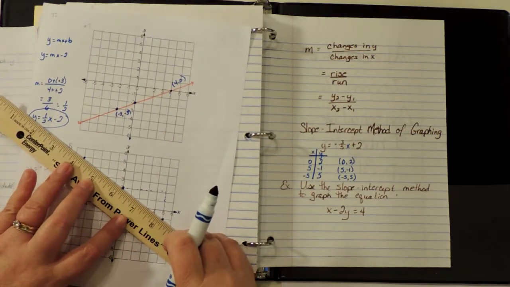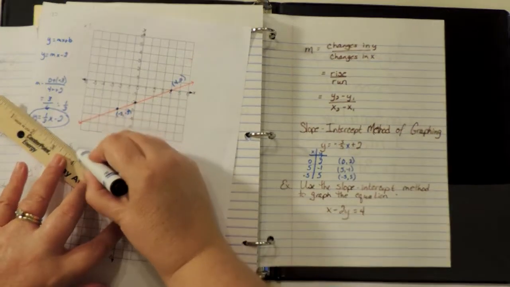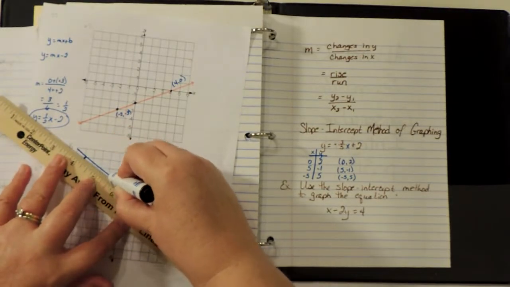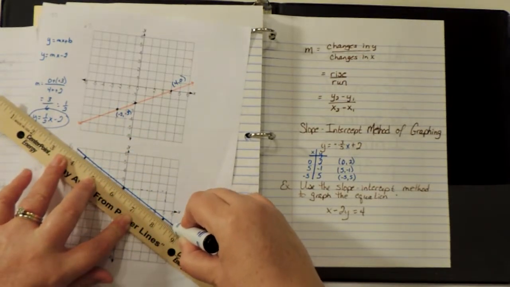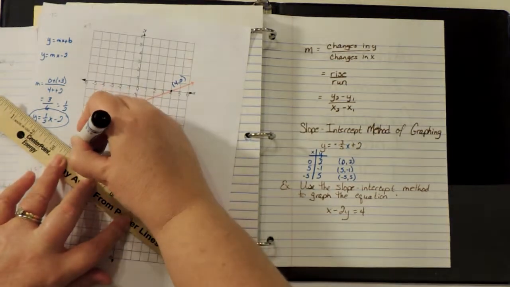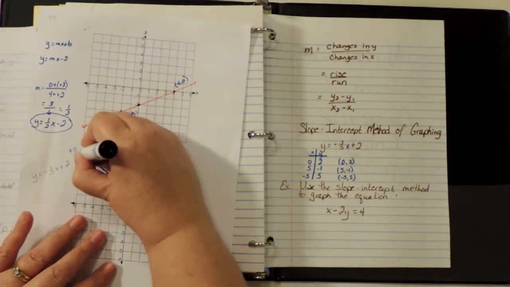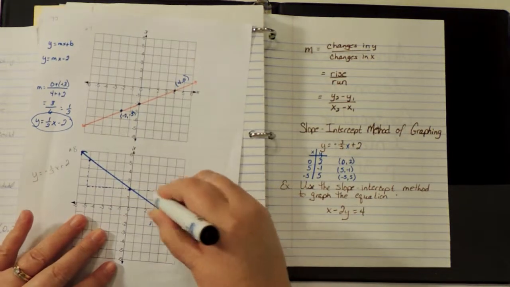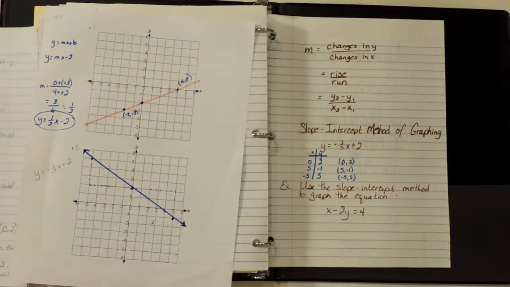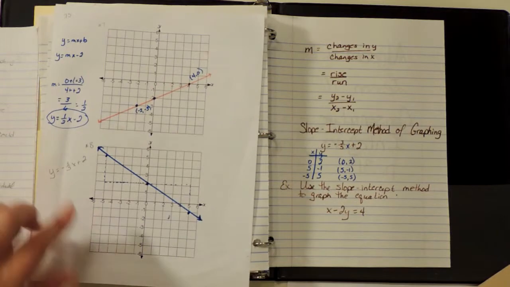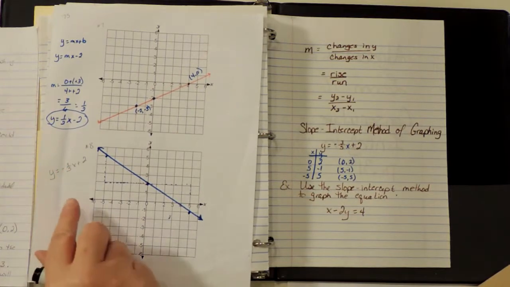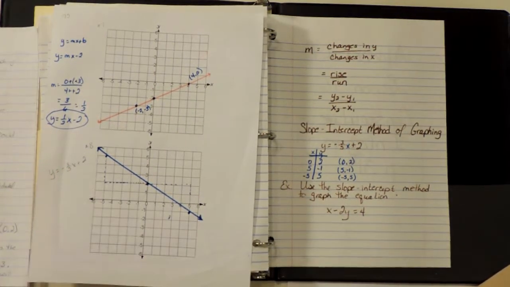I'm going to pull out a ruler so I have a chance of drawing some kind of straight line. And I kind of missed our dots, but you get the idea. So this would be the graph of y equals negative 3/5 x plus 2.